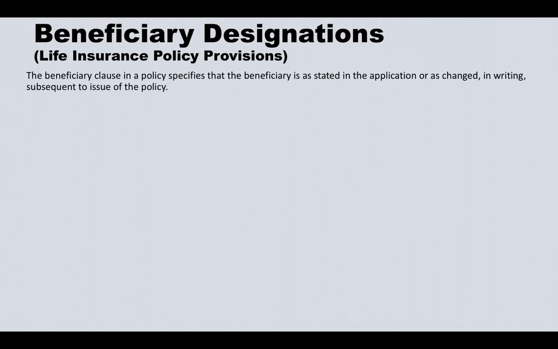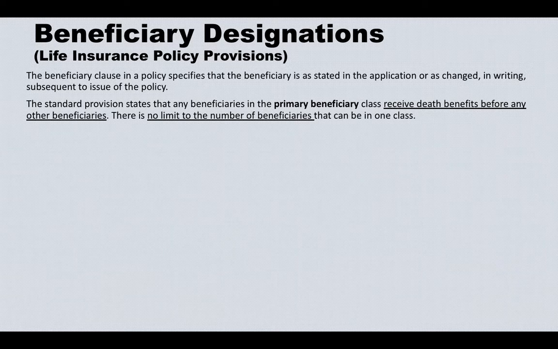For the beneficiary designation, the beneficiary clause in the policy specifies that the beneficiary is as stated in the application, or as changed in writing subsequent to the issuing of the policy. The standard provision states that any beneficiaries in the primary beneficiary class receive the death benefit before any other beneficiary. There's no limit to the number of beneficiaries that can be in one class.